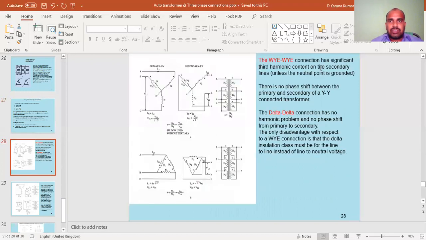Okay, this connection is sufficient for third harmonic control of secondary lines. There is no phase shift between the primary and secondary winding. And delta to delta connection has no harmonic problem. The only disadvantage with respect to Y connection is that the delta insulation must be line insulated.